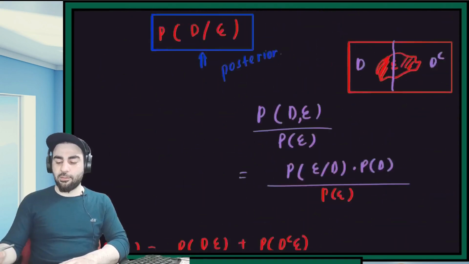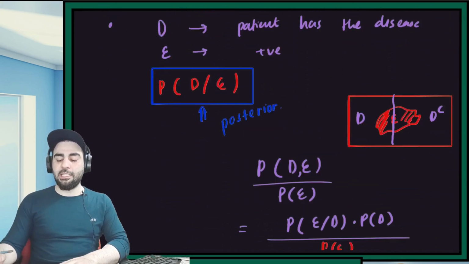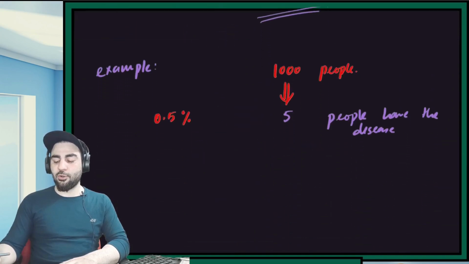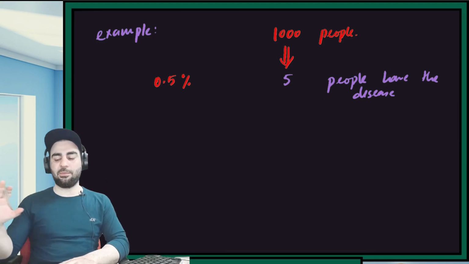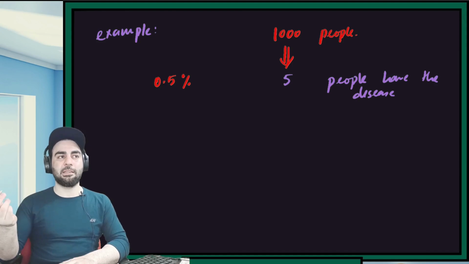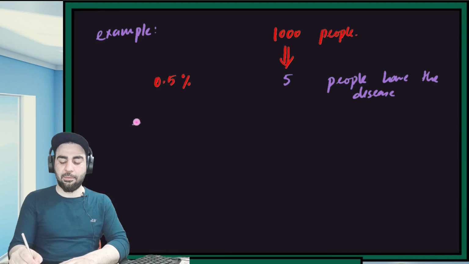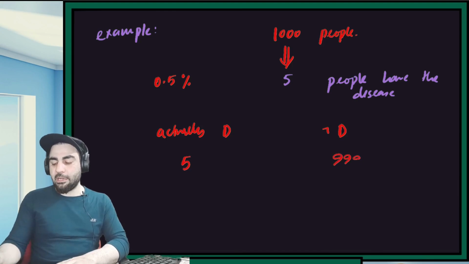Okay, now we'll go here. If 5 people have the disease, let's suppose all of these people get tested. Out of these 5 people, how many will test positive? Now we have two types of people: those who actually have the disease and those who do not. These are 5 and these are 9995.